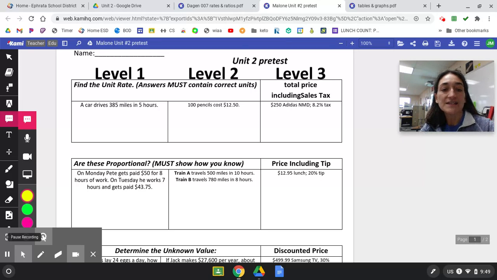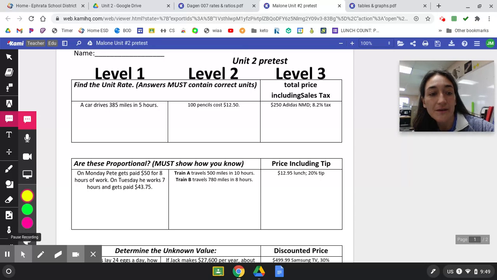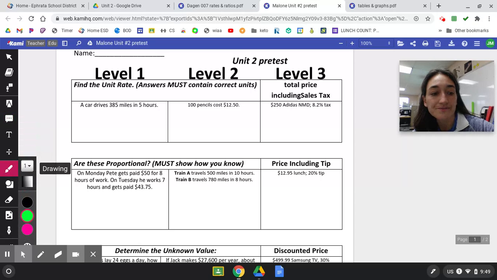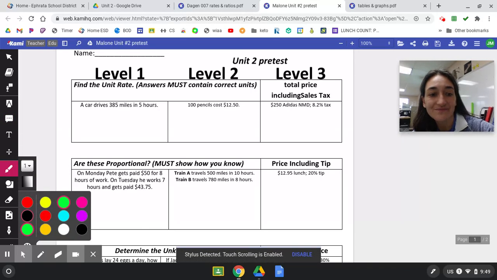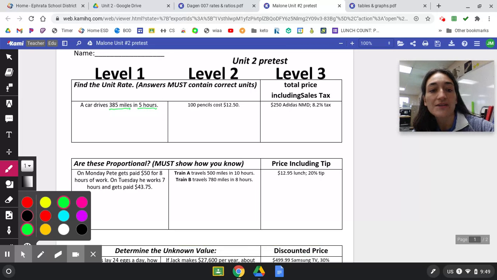And in this case, you need to make sure to label. A car drives 385 miles in 5 hours. Basically, they're asking for the miles per hour. Okay. And if it's per hour, that means that there's only going to be 1 hour. So in order to find that out, I need to divide 385 by 5.